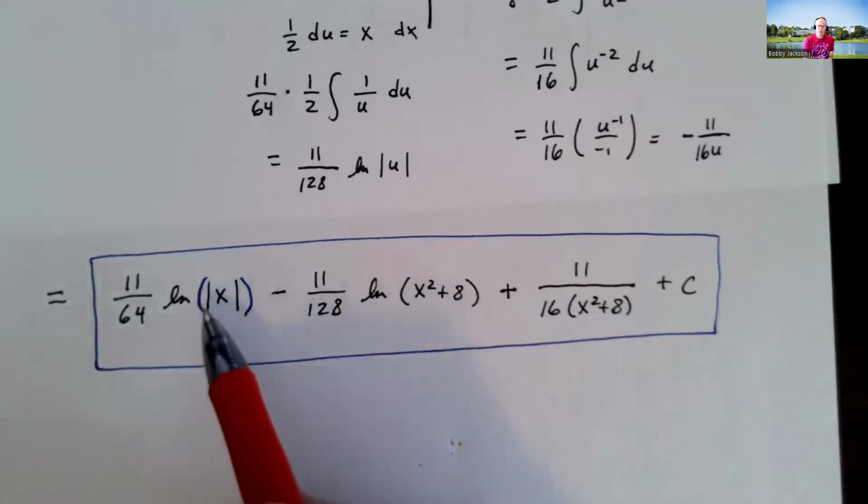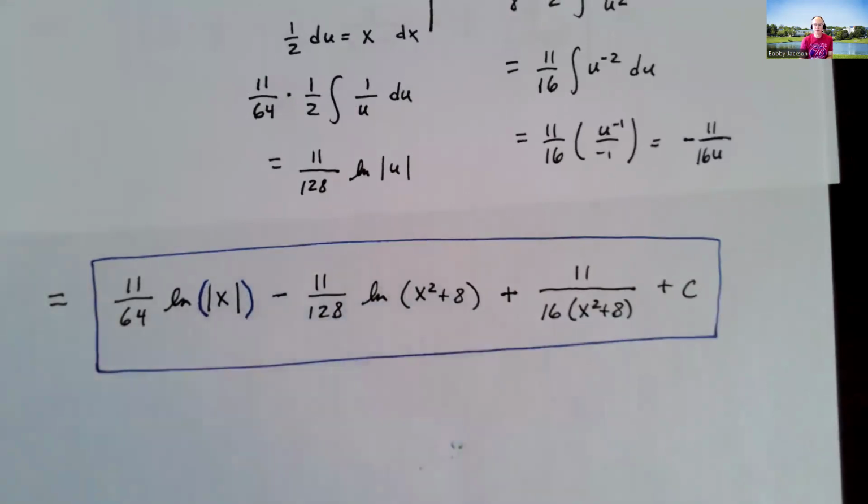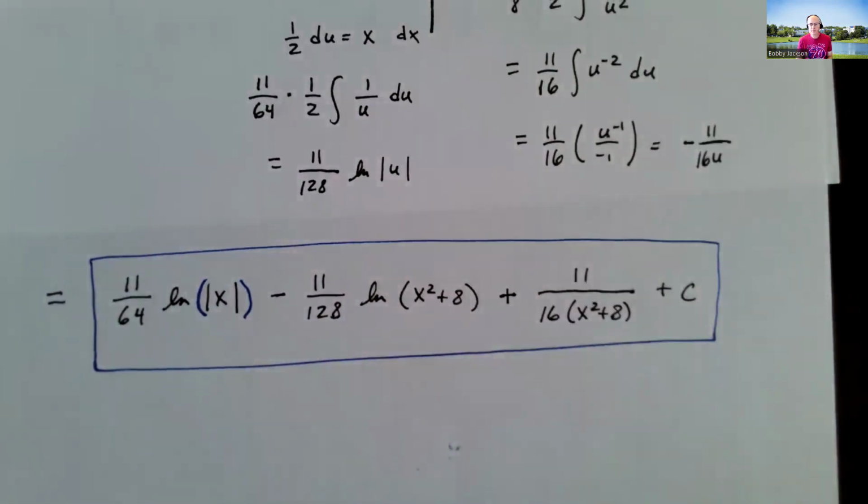Again, I think Achieve wants parentheses around this in addition to the absolute value bars. So hopefully this makes sense. Okay, hope this was helpful.